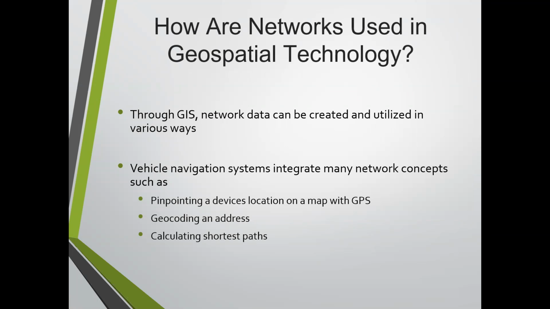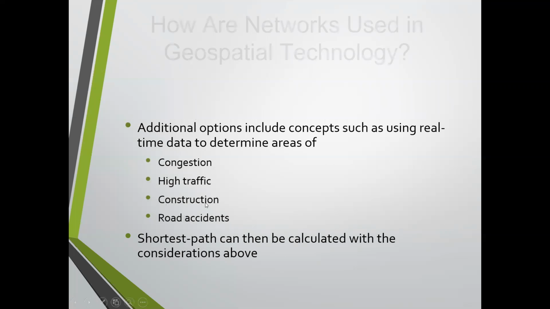Okay. So let's take a look at how networks are using geospatial technology. Like I said, we're pretty much all familiar with that. Through your GIS, your network can be created and utilized in a lot of different ways. Of course, we talked about the vehicle navigation system. These are going to integrate your network concepts, such as pinpointing a device's location on a map with GPS. Okay, that's one thing. We talked about the concept of geocoding an address and calculating shortest path. So these are your big things with network technology.